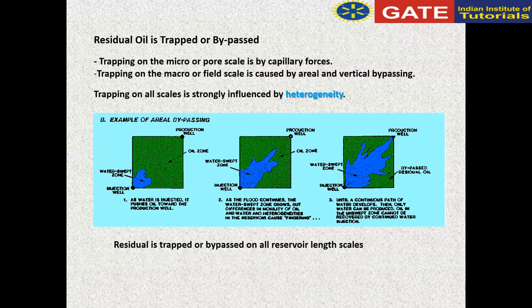So this is the case of aerial sweeping, until a continuous path of water develops. Then only water can be produced. Oil in the unswept zone cannot be recovered by the continued water injection. Once your water reaches your production well, only water will be produced, so no oil will be produced in that case.